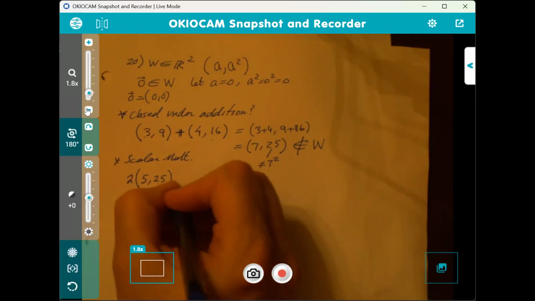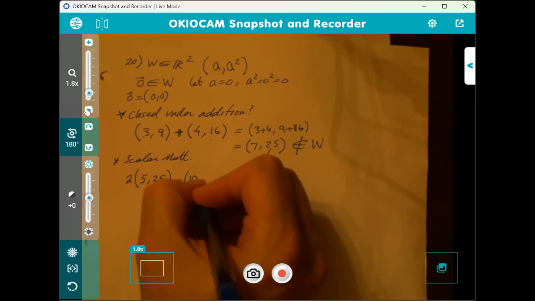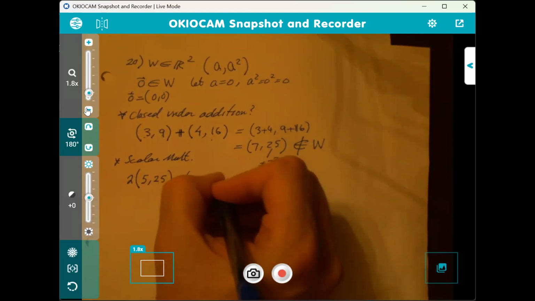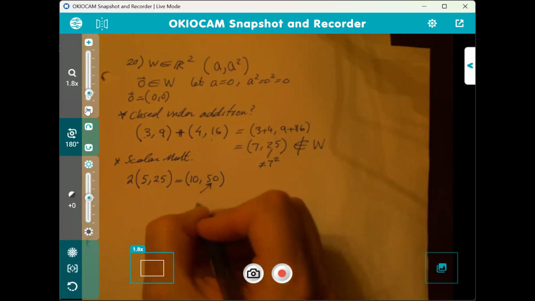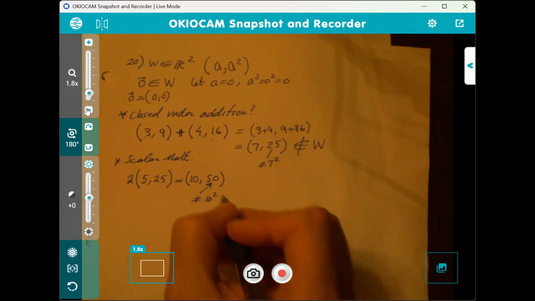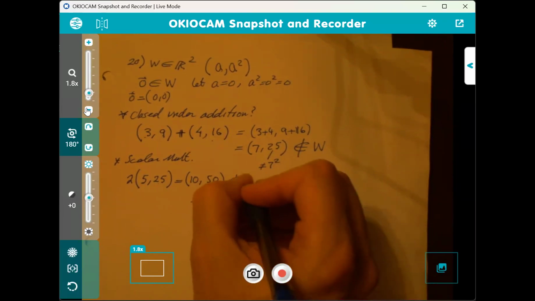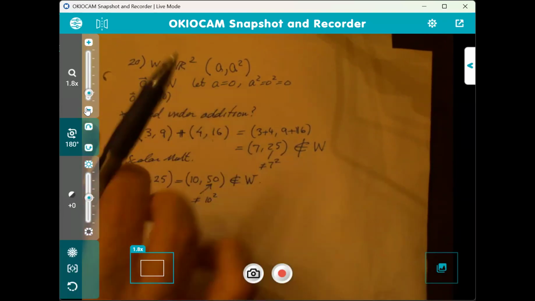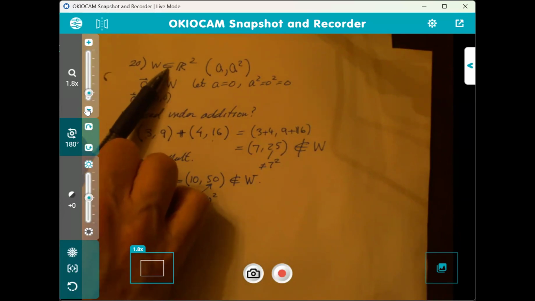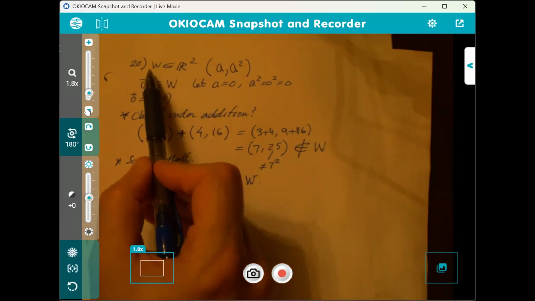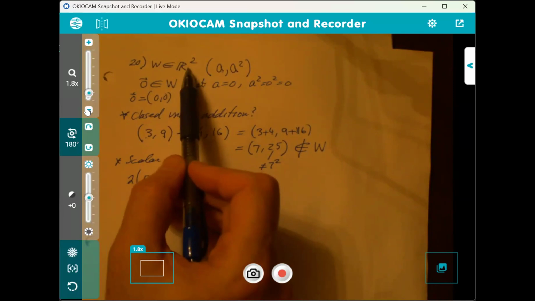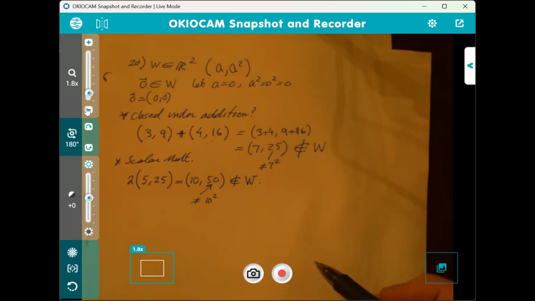Thank you for that. We're going to multiply 2 times 5, we get 10. 2 times 25 would be 50. And look at this one. That doesn't equal 10 squared, does it? So it's not closed under either of those. Therefore, this is not a subspace. W is not a subspace of R2. And there you go.